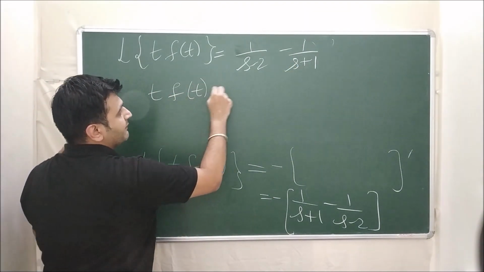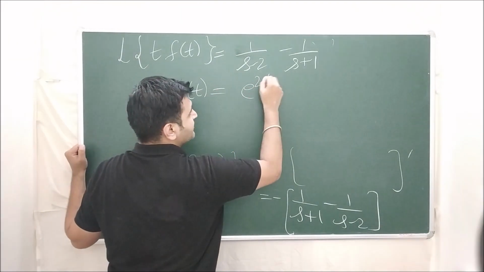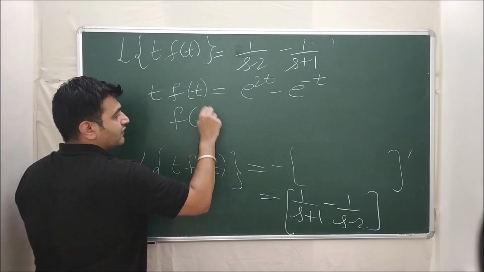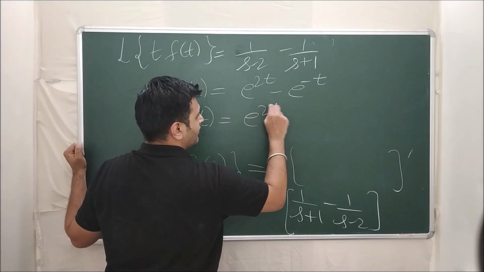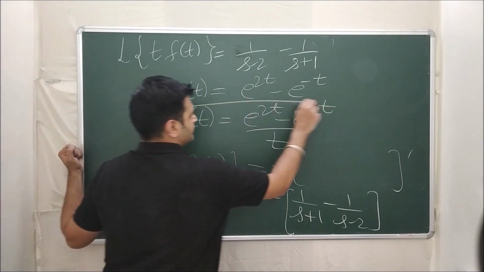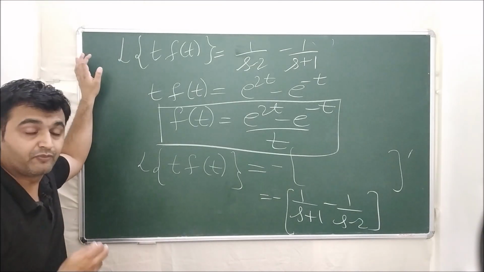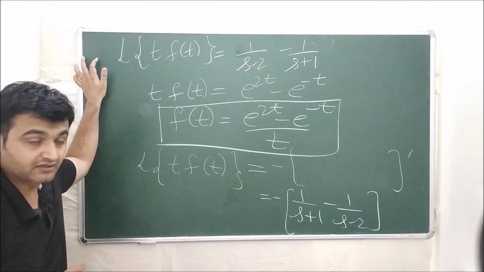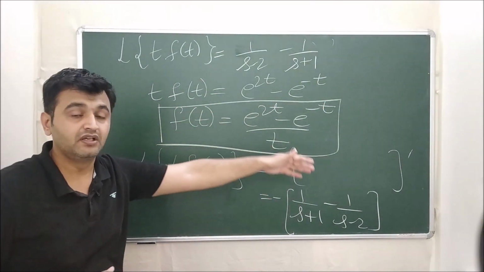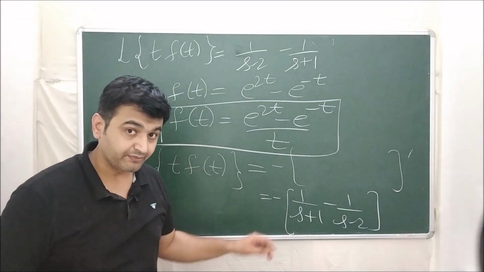It is nothing but the Laplace inverse of the right hand side. What is the Laplace inverse of this? It is e raised to 2t minus e raised to minus t. And therefore your f of t is that divided by t. So this is how you solve a problem if you have ln in the picture. Laplace of this quantity something upon t is nothing but what was given in the question. So I hope this example is clear.